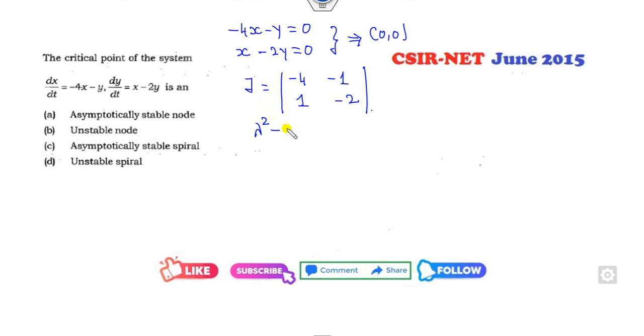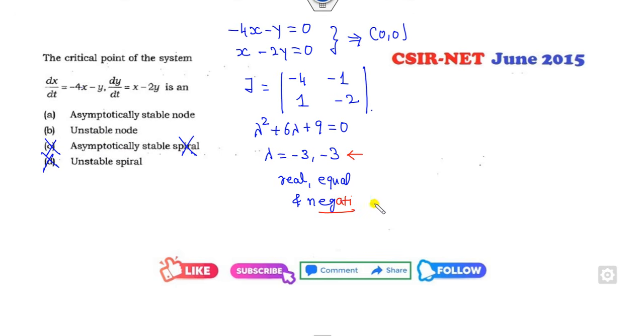Now find the eigenvalues. Lambda square plus 6 lambda, determinant will be 8 plus 9. So eigenvalues are minus 3, minus 3. So they are real, equal, and negative. Spiral is not possible because they are not complex numbers. Now whether stable or unstable: because they are negative, it is always asymptotically stable. Whenever they have positive values, then it's unstable. So stable is the right answer of the problem.